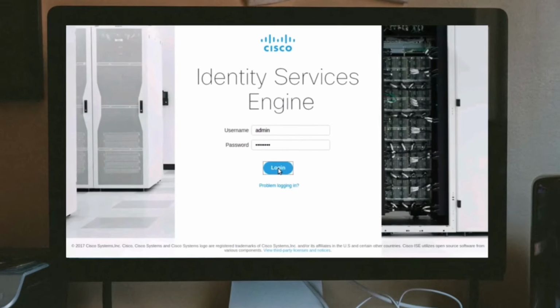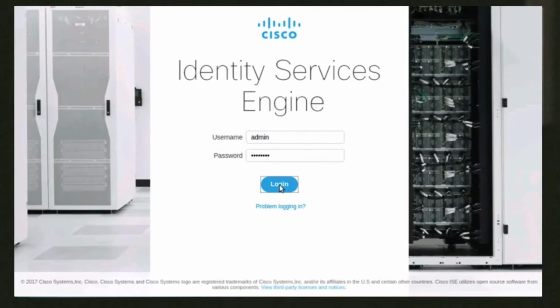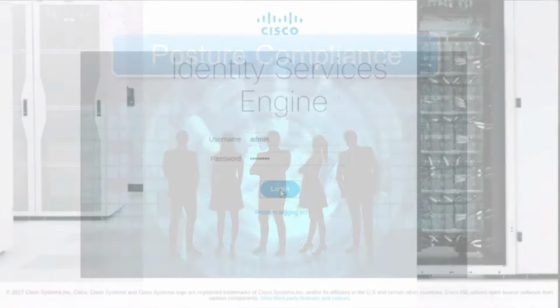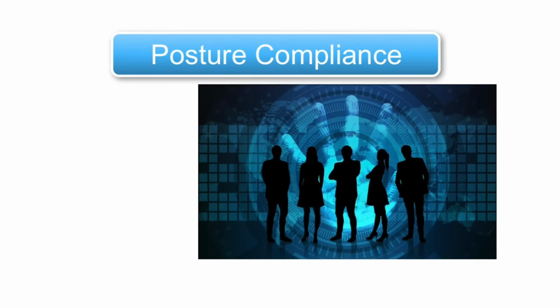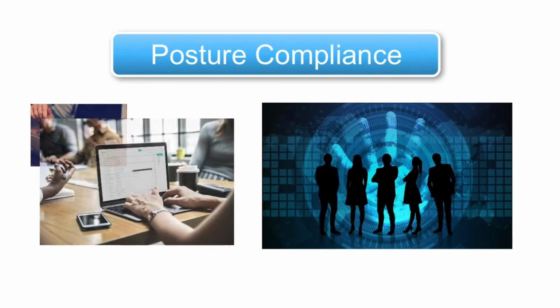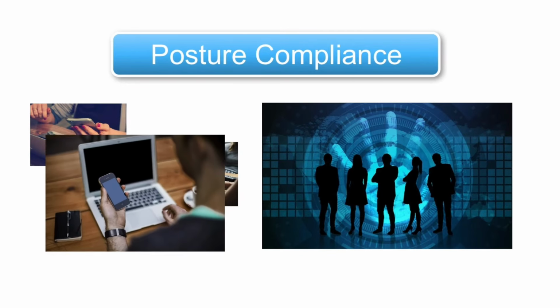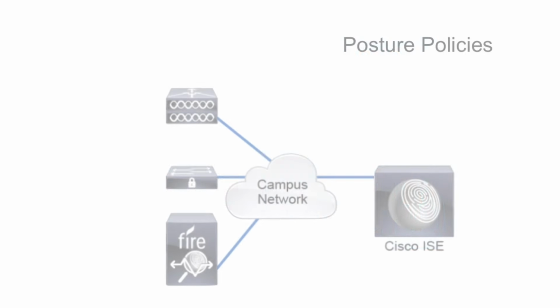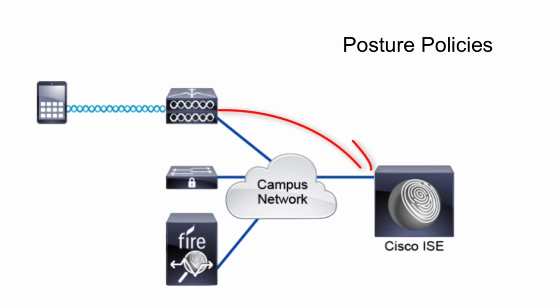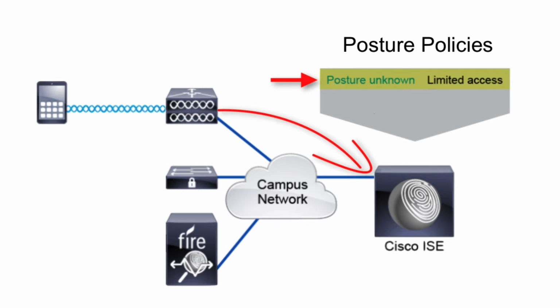Let's look at some more Cisco ISE functions. First of all, Cisco ISE provides the ability to implement posture compliance. This means that it is possible to validate and maintain a level of security for any client that attempts to access the network. This is done by employing posture policies to make sure that the connecting client has the security updates or any required applications installed.